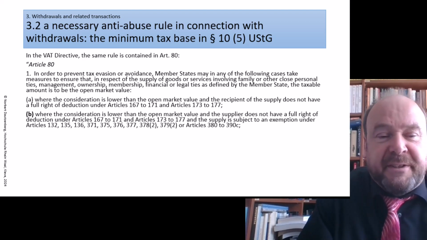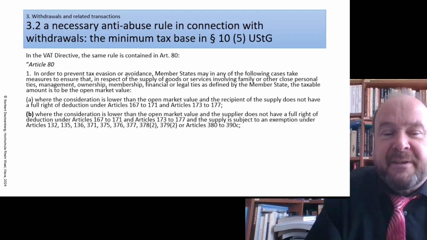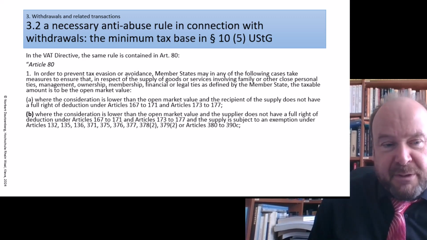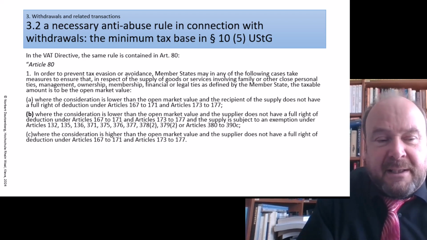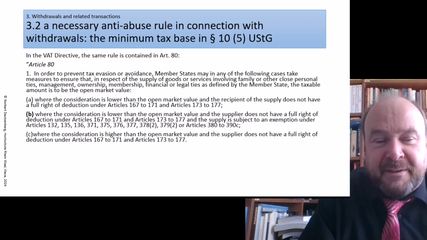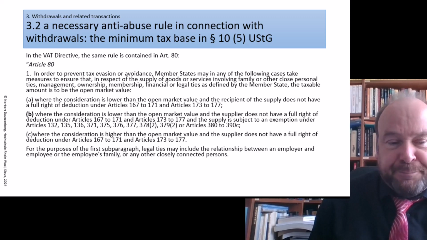Where the consideration is lower than the open market value and the supplier does not have full right of deduction under these and these provisions, and the supply is subject to an exemption, then also things can be corrected. Or where the consideration is higher than the open market value and the supplier does not have a full right of deduction, also then things can be corrected.